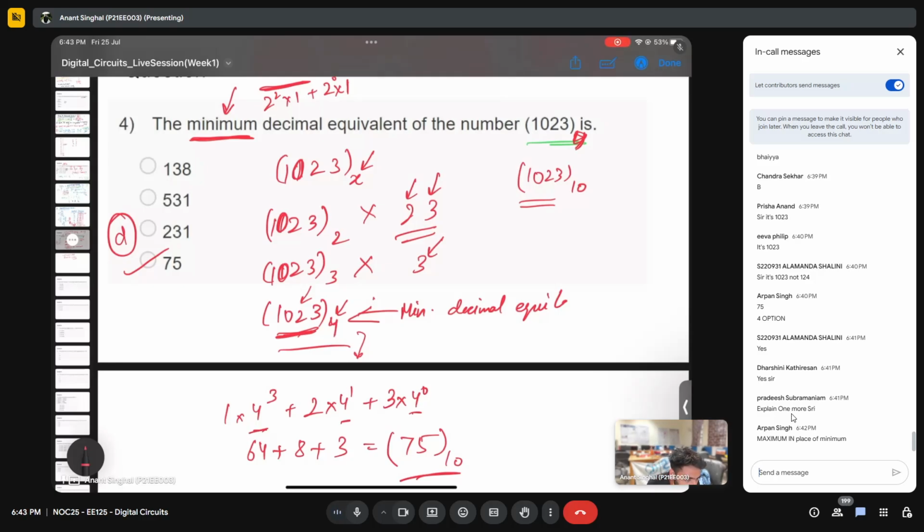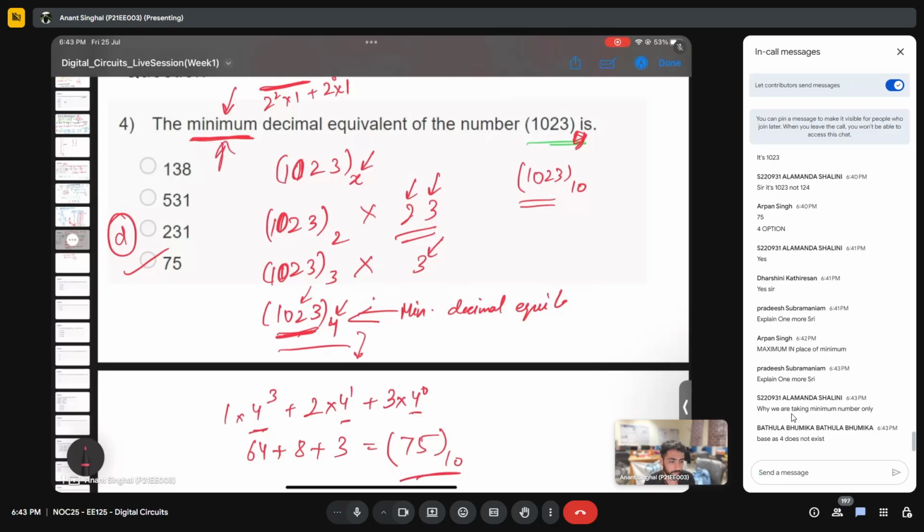One more query. Here you are doing 1023 to the base 4. If we do 1023 to the base 5, will our answer be wrong or right? It will be wrong because that will not be the minimum number. We need to find the minimum decimal equivalent. So that is why we have chosen the least value that we can.